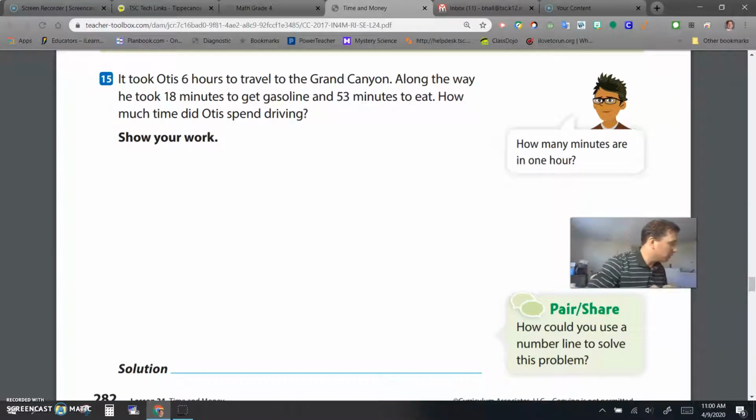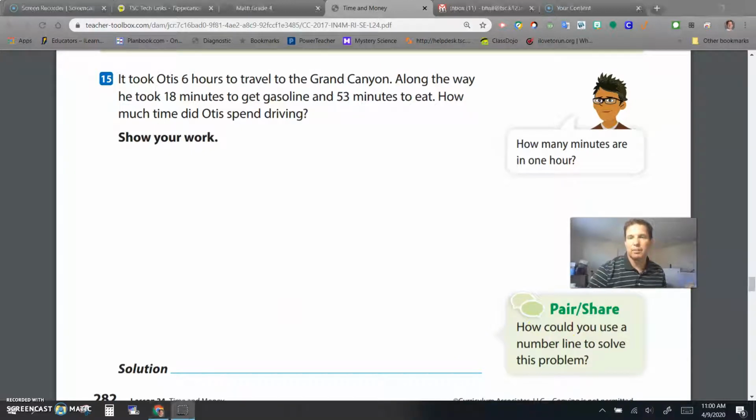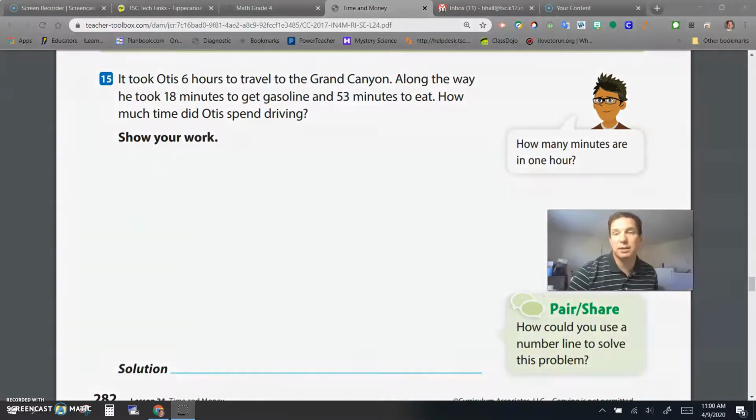Alright, so for number 15, it took Otis 6 hours to travel to the Grand Canyon. Along the way, he took 18 minutes to get gasoline, 53 minutes to eat. How much time did he spend driving? The key to this problem is you need to convert 6 hours into minutes.